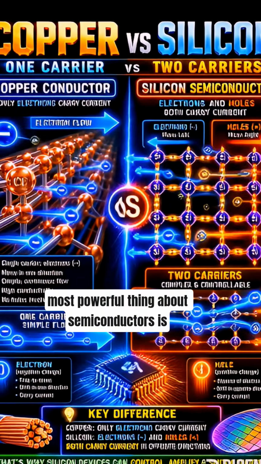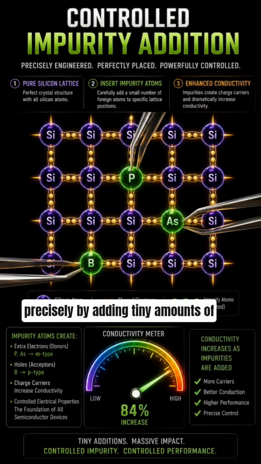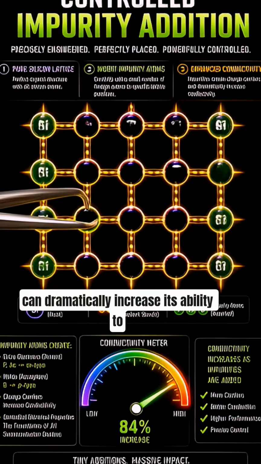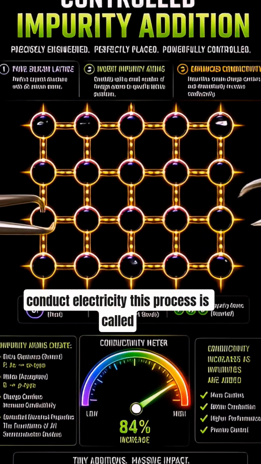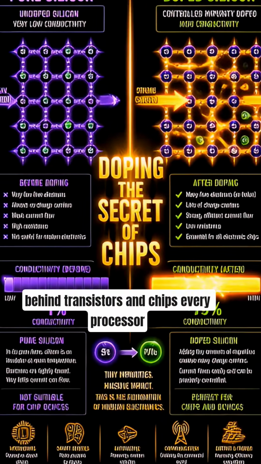Now, the most powerful thing about semiconductors is that we can control their conductivity precisely. By adding tiny amounts of specific impurities to pure silicon, we can dramatically increase its ability to conduct electricity. This process is called doping, and it is the secret behind transistors and chips.